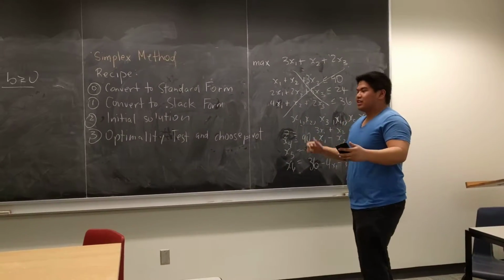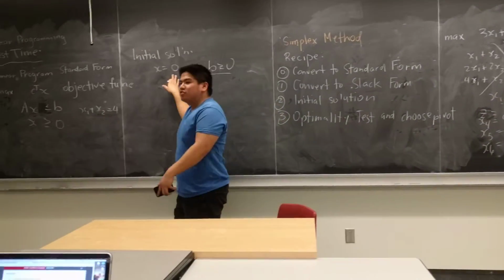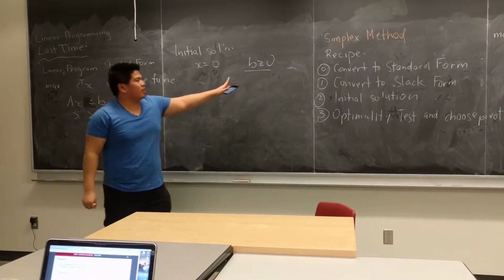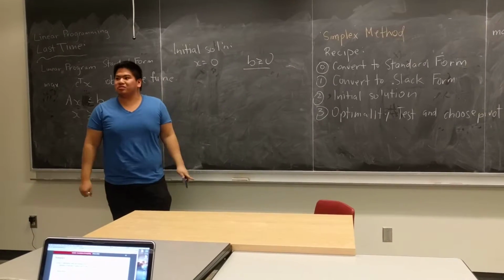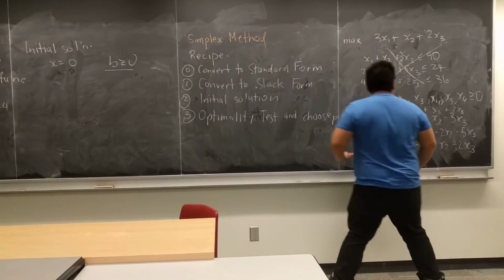Okay, are you guys ready? Yes. Okay, so step 3, initial solution. As I said before, we pick our initial solution, you pick x equals 0. Well, we are assuming that b is greater than or equal to 0. If that's not the case, we'll talk about what we do later. Right? So next step is optimality test, right?